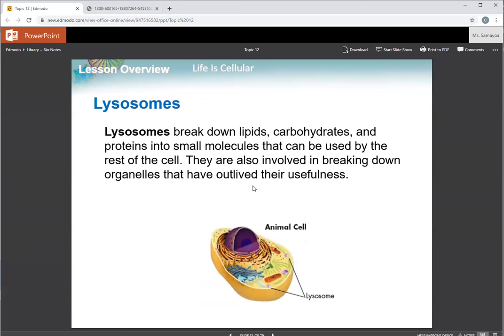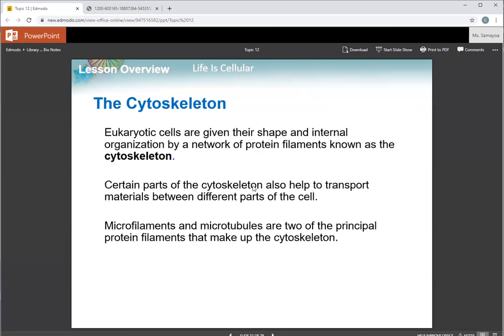All right, so the lysosomes. The lysosomes are going to be kind of like your trash can. They come around and they break things down into smaller molecules that can be used by the rest of the cell. Or if it doesn't need it anymore, it kind of just gets rid of it. Then you have the cytoskeleton. So the cytoskeleton is basically exactly what it sounds like. It's the cell's skeleton. It's going to help it keep its shape, but it's also going to make sure that it can transport things to different parts of the cells.